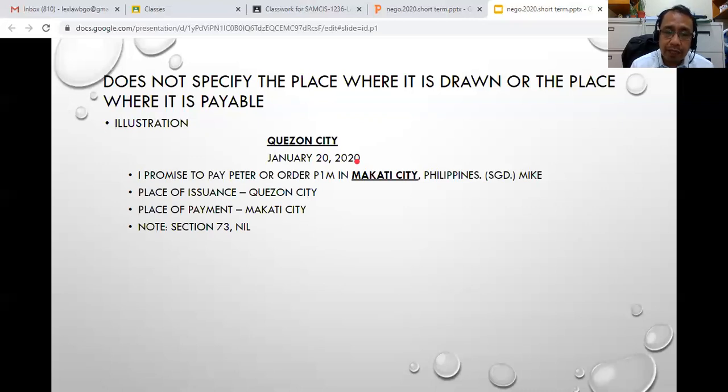Sir, halimbawa po, wala pong place agreed upon by the parties. Where will I now deliver the payment? If Mike, the person primarily liable, indicated his address, then payment shall be given at that place of Mike. If Makati City was omitted, the address of Mike was likewise omitted. Where will I now give the payment? Sabi doon sa Section 73, anywhere else you can find the person. So anywhere else I can find Mike, I can demand payment from him. So even if Makati City, the place of payment, was not specified in the instrument, it's still a negotiable instrument because the place of payment is actually covered by our Section 73.